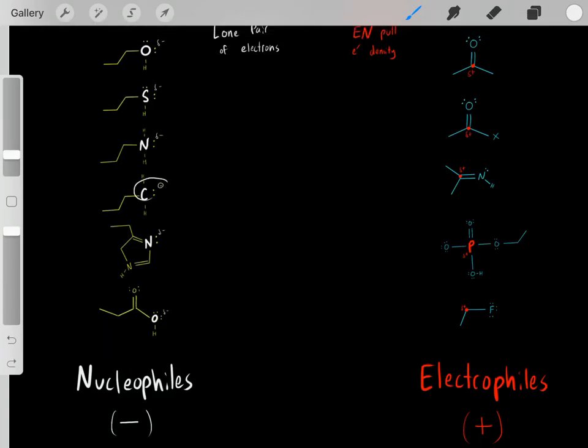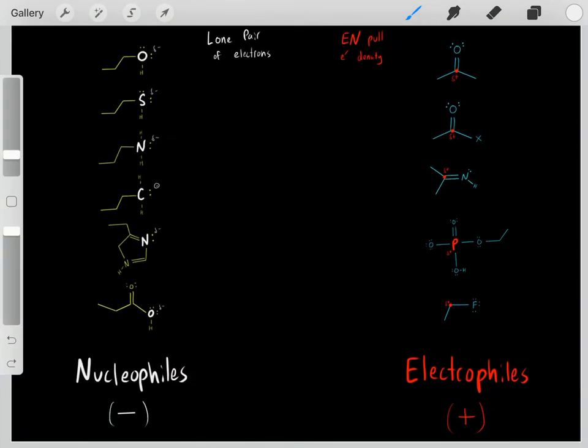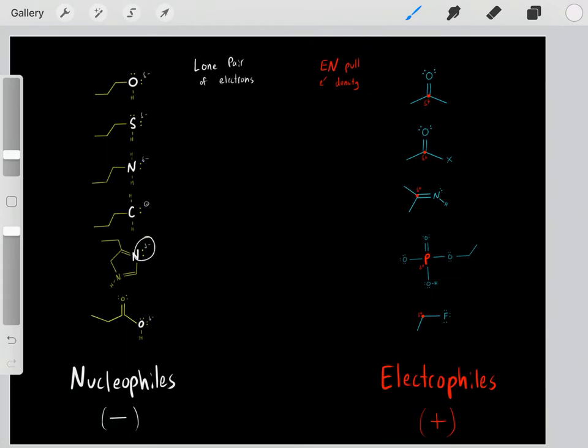The more negative charge you have, the stronger the nucleophile. So formal charges of -1 is more negative charge than a partial charge. But again, we have these lone pairs of electrons, so we have these partial charges. So again, whenever we have some localized negative charge, we have nucleophiles.